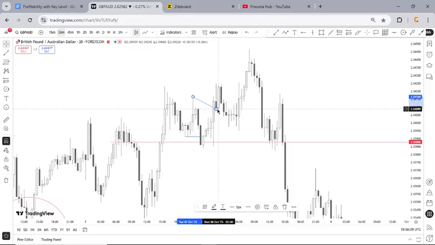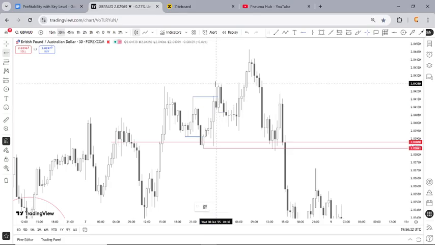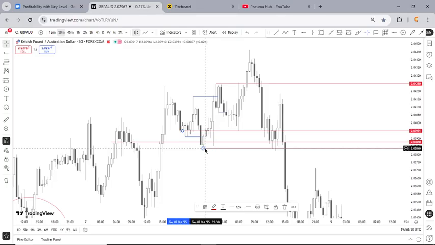So since there's a break of this high, this is the range high, and this is the range low. This is where the range high is from. So from this low to this high is my range. So I had my entry around here.